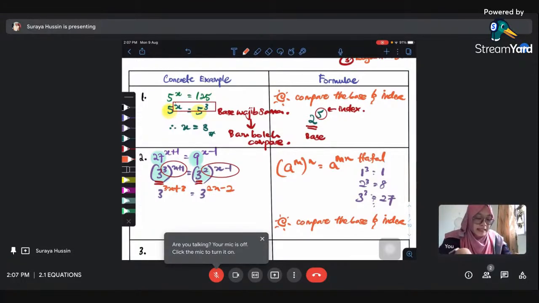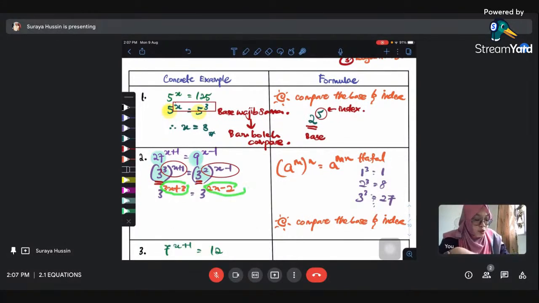Bila you dah dapat dalam, macam dah tak ada bracket dekat sini, barulah you boleh start to compare it nicely. Barulah you boleh start untuk compare. Sebab dah hilang bracket dekat situ, so it's much easier for us to solve. That's why tinggallah 3x plus 3 is equals to 2x minus 2. Therefore, your x is equals to -5 only. Tada! Done. You have got your answer here.